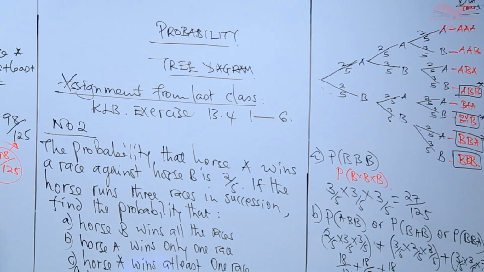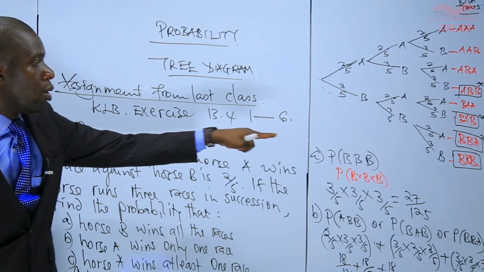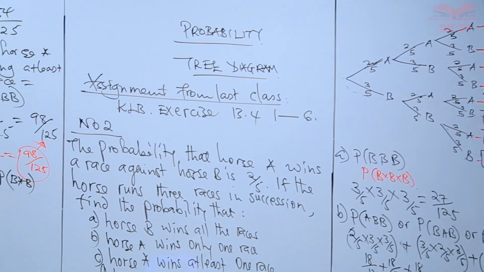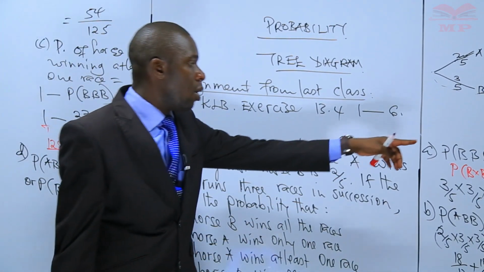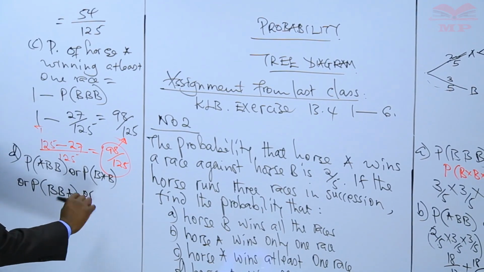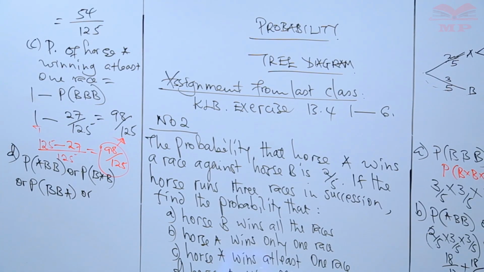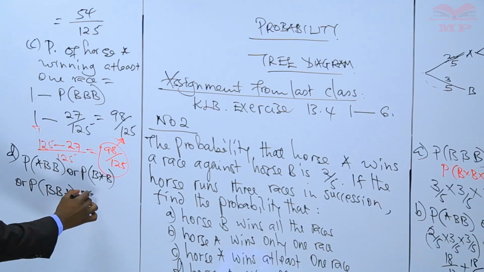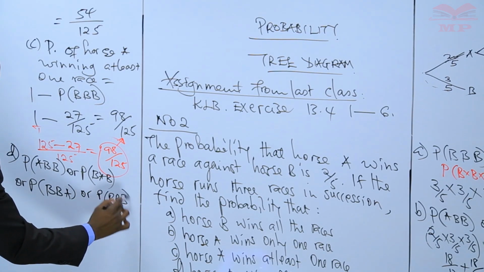Or the probability of OS B, OS A, OS B. Or the probability of OS B, OS B, OS A. Or the probability of OS B, all of it, the probability of OS B, OS B, OS B.